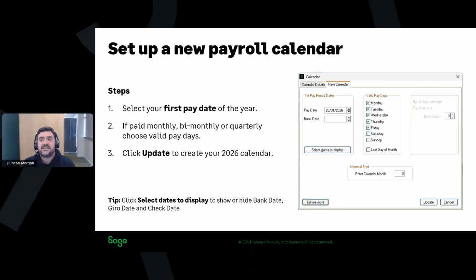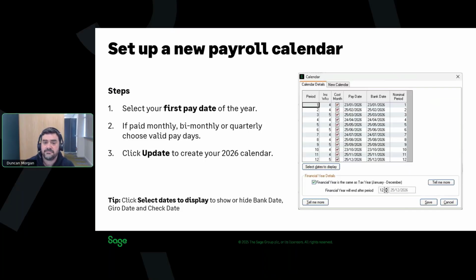So that is our 2026 payroll calendar setup, and you saw that we also cleared the financial balances at the same time. Just to recap the steps for the payroll calendar, first of all, select your first pay date of the year. That's the date the employee is paid, the date they receive the pay. Choose your valid pay days if you're on a monthly based pay frequency. Click update to create your 2026 calendar. And if you're happy with that, you can just go ahead and click save. So we're pretty much ready now to crack on with period 1 of the new tax year.